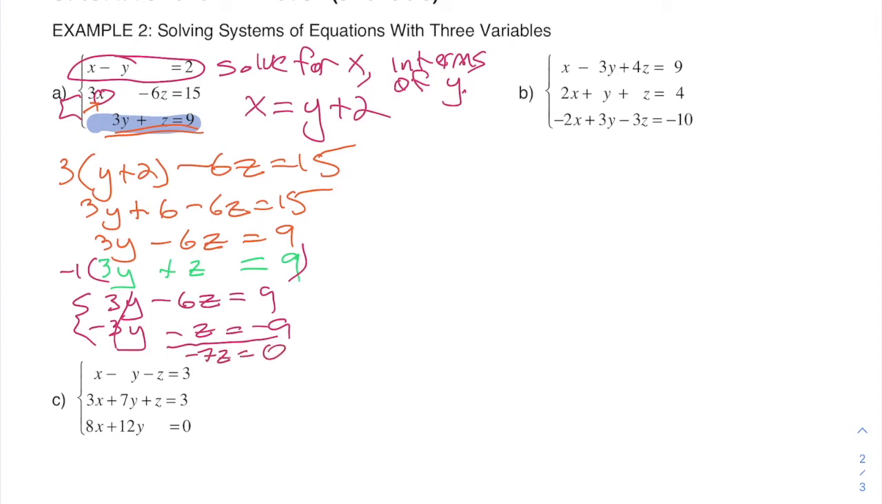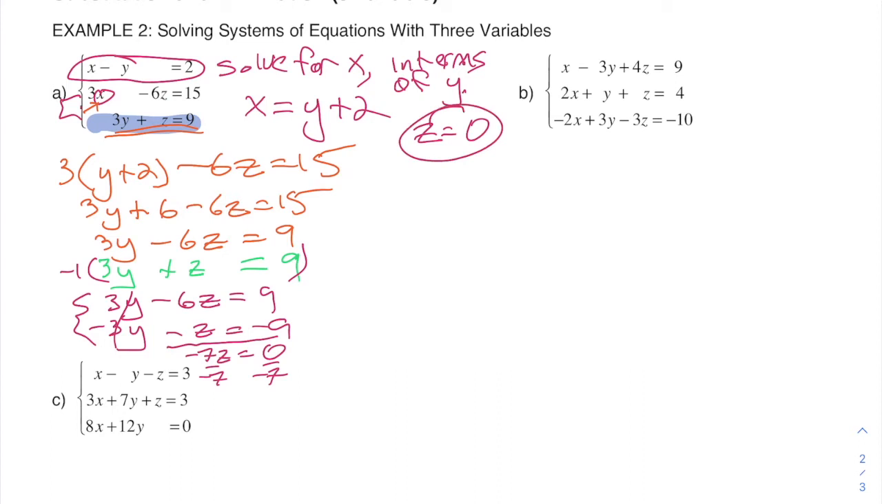And don't think you're doing anything wrong. 0 is a number, so we're good. If I just solve for z, divide both sides by -7, I get z is equal to 0. So that's my first equation. And now I could use this, and I could go and back substitute to find the rest of them.